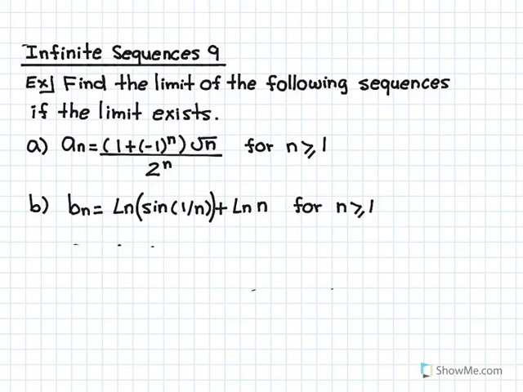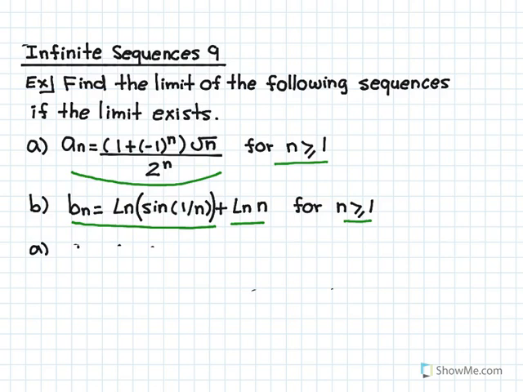In this video, we're going to look at a few more examples of finding limits of sequences. Part A, a_n is equal to 1 plus negative 1 to the n times root n divided by 2 to the n for n larger or equal to 1. Part B, b_n is equal to log of sine of 1 over n plus log of n for n larger or equal to 1. Let's look at part A.